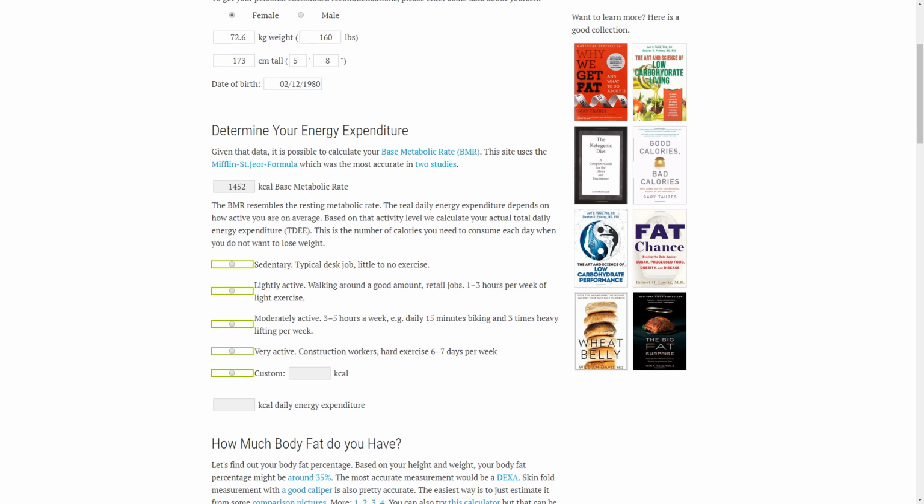Now, by far, you pretty much always want to choose sedentary, because it's a lot better to take into account any exercise you do in a tracking program like Chronometer or MyFitnessPal or Carb Manager. So yeah, just choose sedentary.